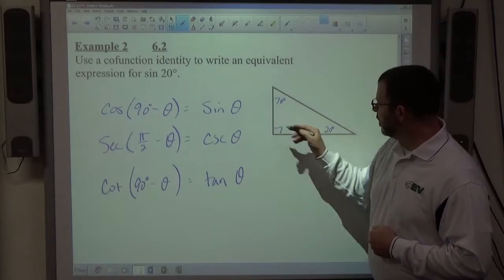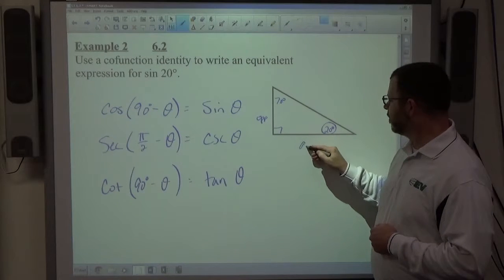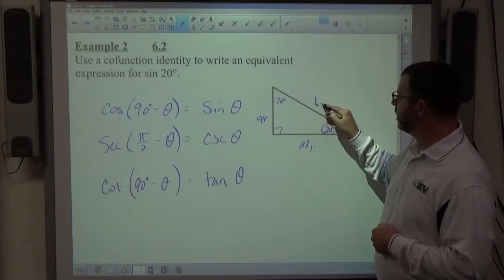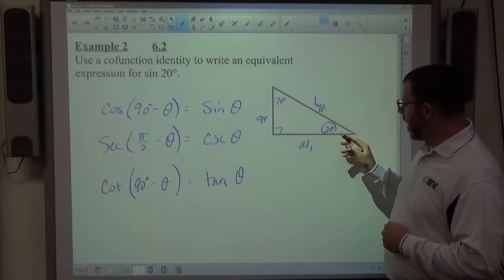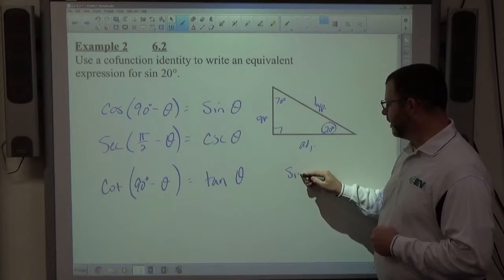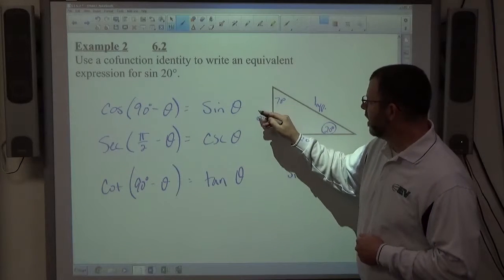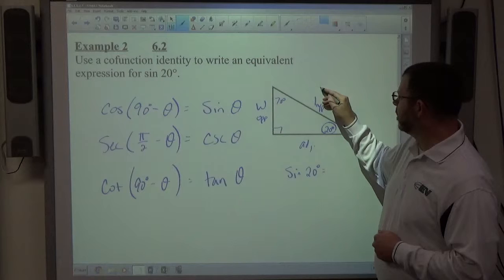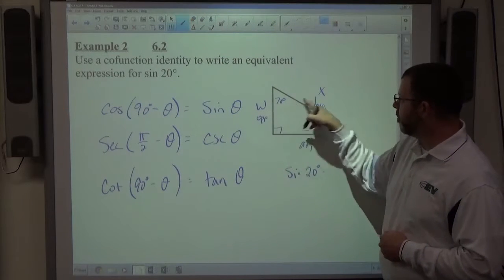So for the 20-degree angle here, this is the opposite, this is the adjacent, and this is the hypotenuse. And I did the sine of 20 degrees. The sine of 20 degrees here would equal the opposite. Let's just call this W and call this X. Let's just give them names. If I did the sine of 20 degrees, that would be W over X, right?